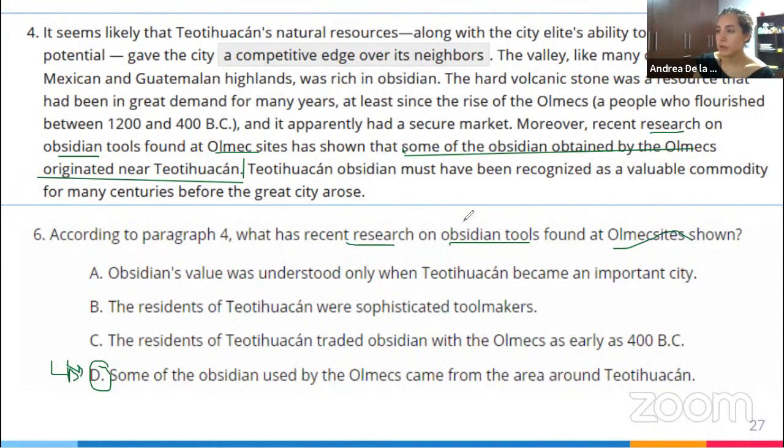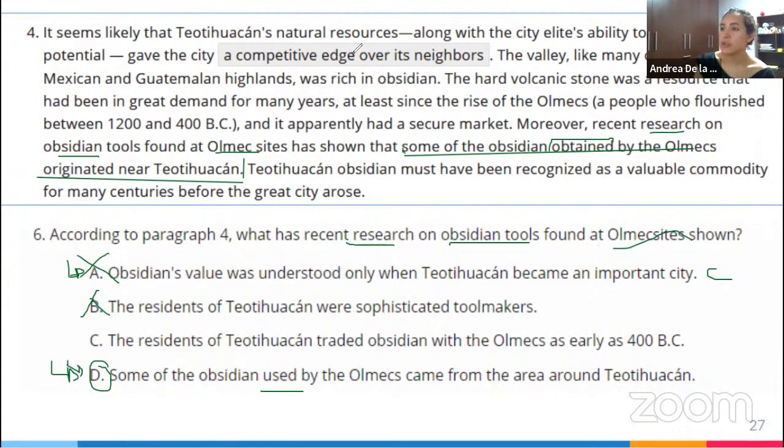Some of the obsidian obtained or used by the Olmecs originated near the area around Teotihuacan. Even though used and obtained is not the same, right? But I would say that it's the closest one because the other ones have nothing to do. Option A is drawing a conclusion, and we're not about to draw any conclusions. The residents were sophisticated toolmakers has nothing to do with our answer. The residents traded obsidian with the Olmecs as early as 400 BC.